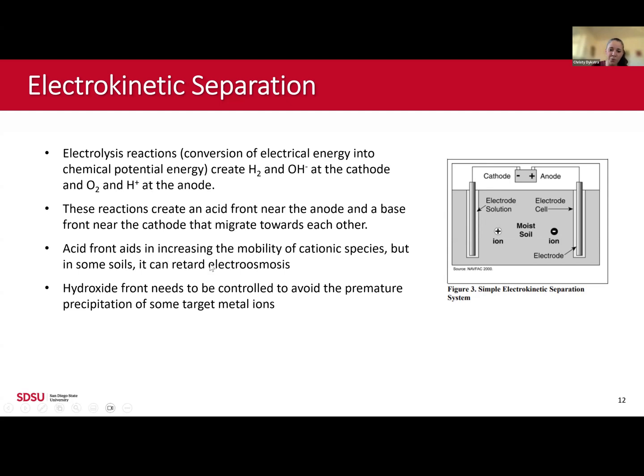The acid front will increase the mobility of the cationic species, but in some soils it can prevent electroosmosis from happening very well. The hydroxide front, the OH minus, needs to be controlled so that we don't end up having the precipitation of some of the target metals that we want to be maintained in the acid front and solubilized in the acid. If the hydroxide front moves too quickly, it can catch up to that and precipitate out our metals rather than allowing them to continue on to our electrodes.